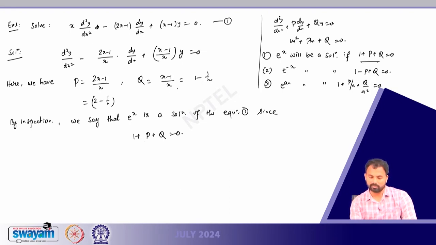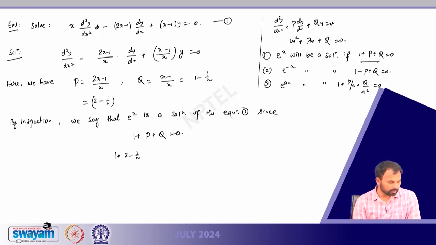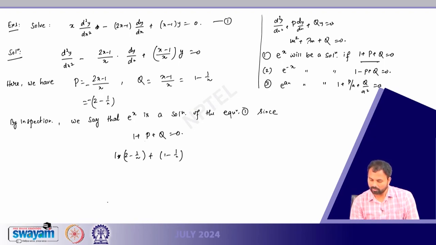So, if I am adding, then what will happen? We will get 1 plus p plus q. So, if I do 1 plus p, that means 2 minus x, and then we have p with a negative sign, sorry. So, then we have minus of 2 minus x, and we will have q, that is 1 minus x. So, here I will have 1 plus 1, so minus 2 is gone, and then plus, yeah. So, of course, it satisfies. So, from here we can say that e to the power x is a solution. So, our capital P is with a negative sign. Sorry, I did not write the negative sign, but it is actually minus of 2 minus 1 by x. So, this is satisfied. So, e to the power x is a solution.